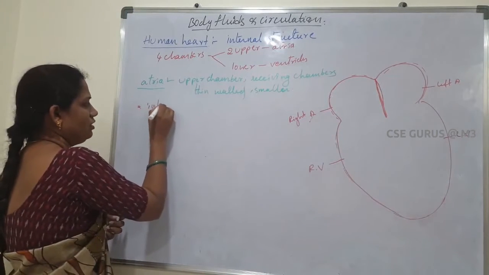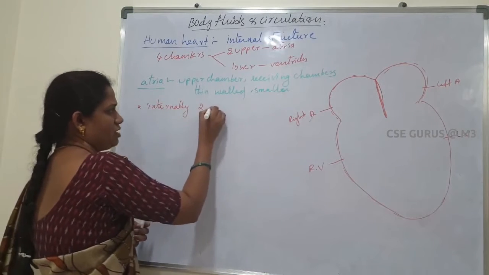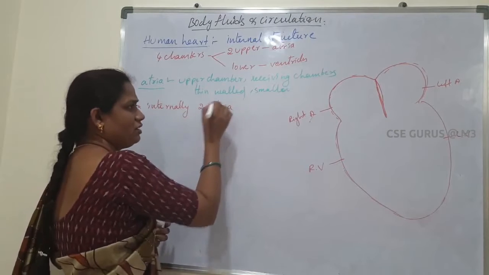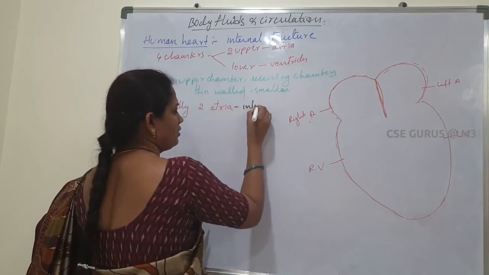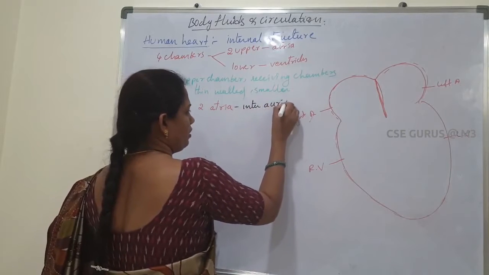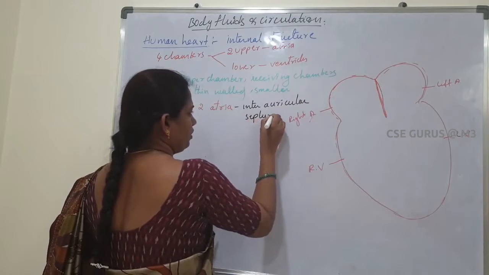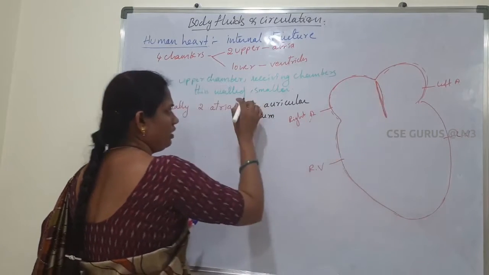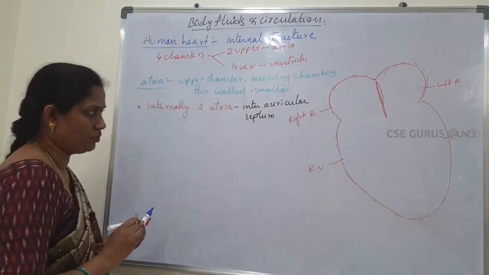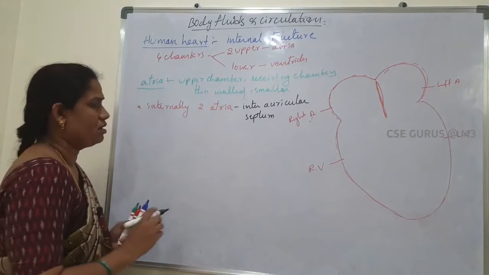Internally, the 2 atria, the left and right atria, are separated by the interauricular septum. So the 2 auricles are separated by a wall. This wall is called the interauricular septum, and this septum completely divides the 2 auricles.